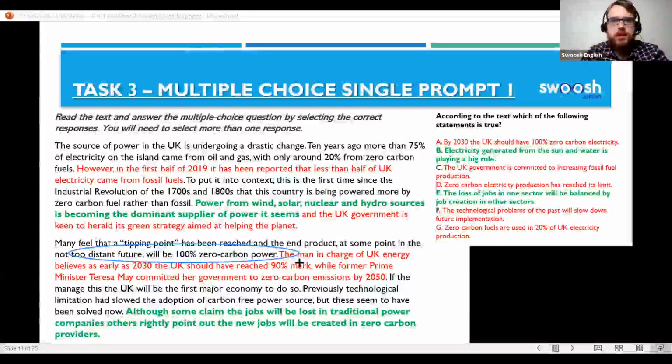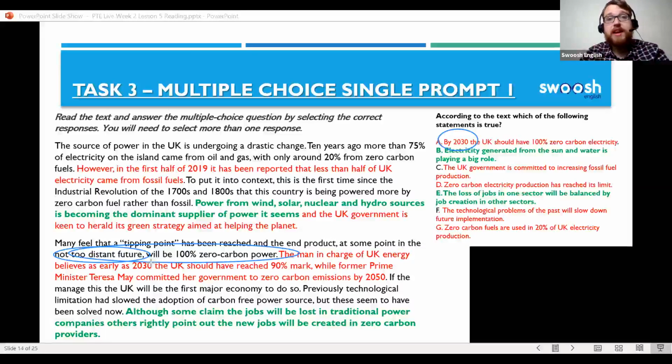There's a bit of a correlation here, but does it directly add up? Well, no, it doesn't. The question states by 2030. However, the passage says in the not too distant future, which is a bit more nebulous. It's not exactly sure. So can that be a correct answer? No, because the statements just don't add up. 2030 is not the not too distant future, and the not too distant future is not 2030. So they're not directly supported. They don't directly correlate, and therefore it cannot be put down as a correct answer. So A is incorrect for that.